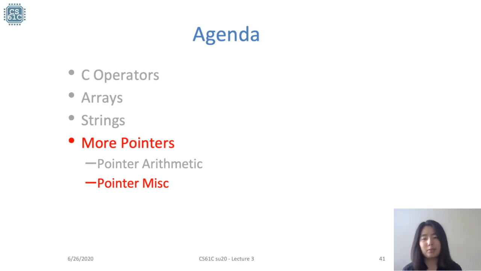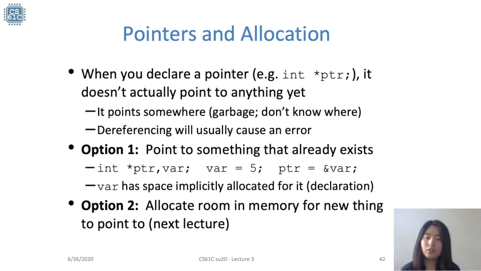This is the last topic about pointers. Pointers and allocation. When you declare a pointer, for example, an integer pointer PTR, it doesn't actually point to anything yet. It will point to somewhere that we don't know in memory, and it will contain garbage. So dereferencing it will usually cause an error. There are basically two ways to resolve this situation.